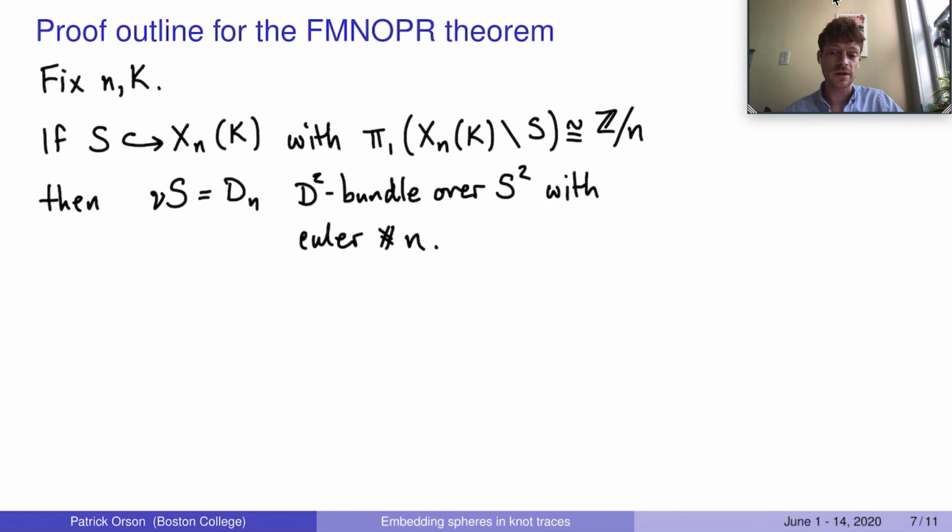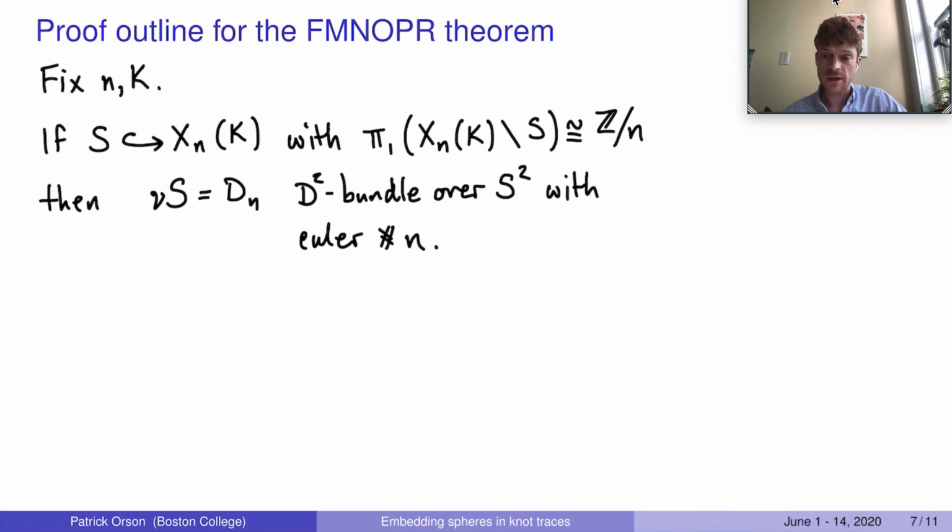So I've got this embedded 2-sphere, and this abelian condition on the exterior could alternatively be phrased as the group is Z mod n. That's the abelianization of any embedded sphere representing the generator. Then I can take a tubular neighborhood. It's a tough theorem of Freedman and Quinn that locally flat implies globally flat, so this tubular neighborhood does exist. And this thing is homeomorphic to a D2 bundle over S2 with Euler number n.